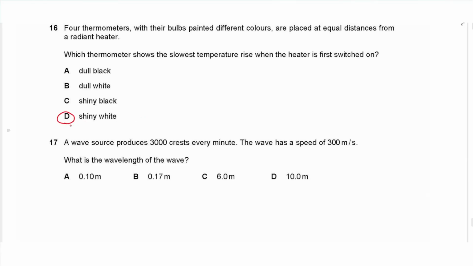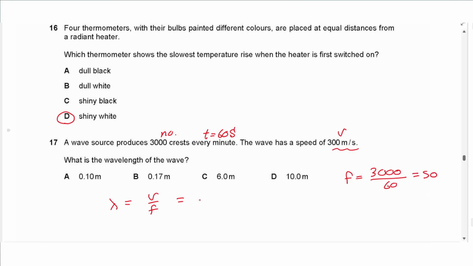Question 17 says a wave source produces 3000 crests every minute. So we have number of waves and we have time, which is equal to 60 seconds. The wave has a speed of 300 meters per second. What is the wavelength? Wavelength is equal to speed divided by frequency, and frequency is equal to number of waves, which was 3000, divided by time, which was 60. So we have a frequency of 50. Then we calculate the wavelength as 300, which was the speed, divided by 50. That gives an answer of 6 meters. So the answer is C.